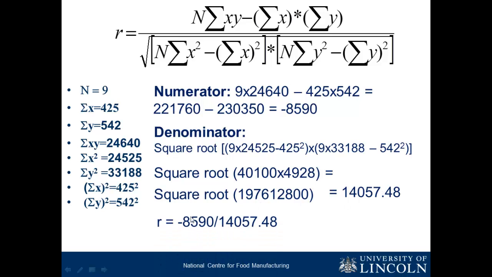We need to divide that to get our r. To get our r, numerator divided by denominator. Don't forget that negative sign is there. So take that along. Don't leave it behind. Divide that by what you have here. Then you have your r to be minus 0.611. Say that that's our r.